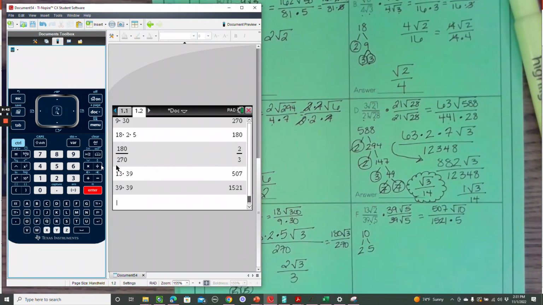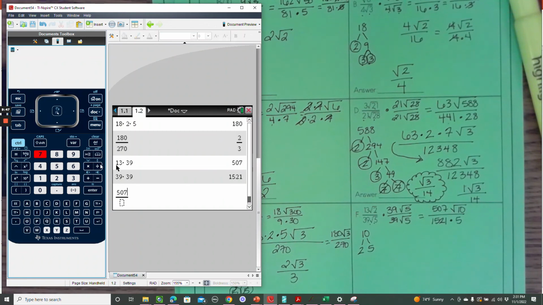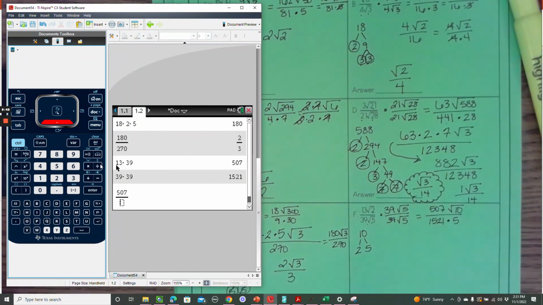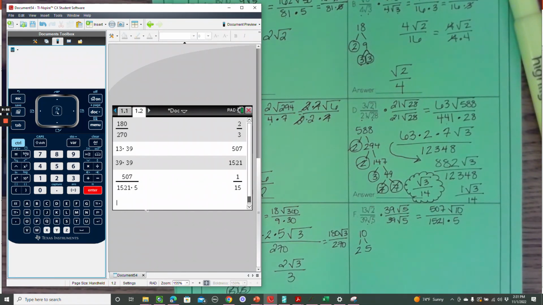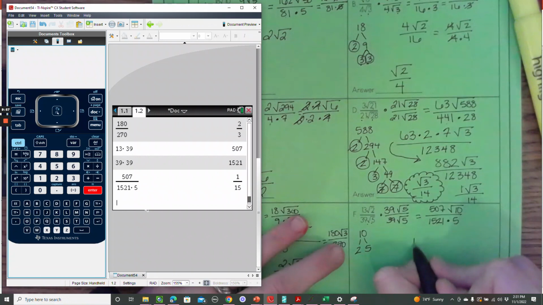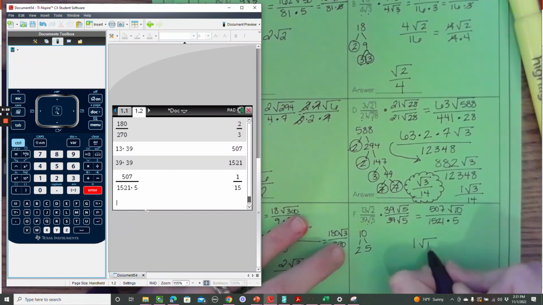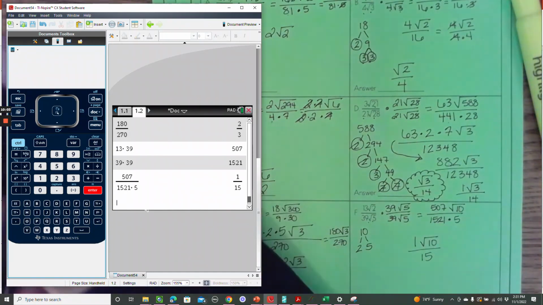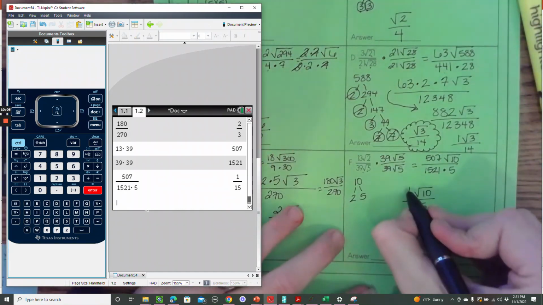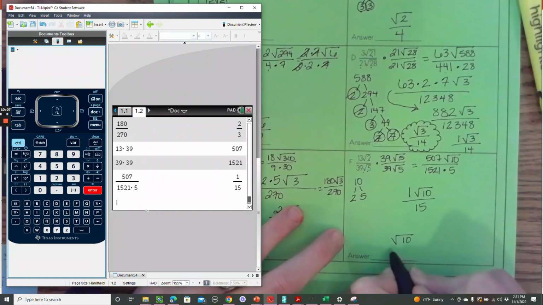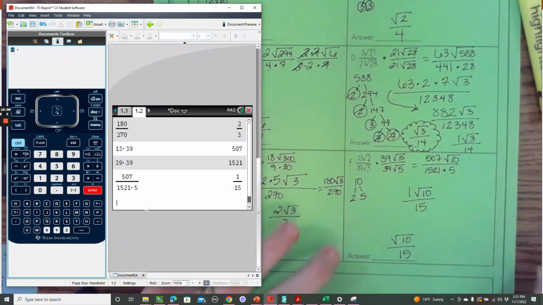There's no pairs. So, I'm going to set up my fraction. 507 over 1521 times 5. And I can do the math on the bottom of that fraction, and it will still simplify it for me. So I'm left with a 1 on top, and that square root of 10, and a 15 on the bottom. In simplest form, that 1 becomes invisible over 15.